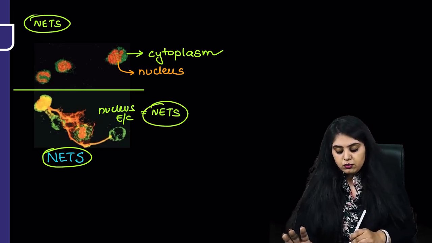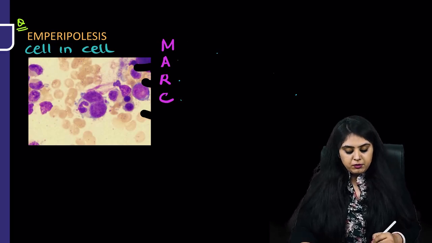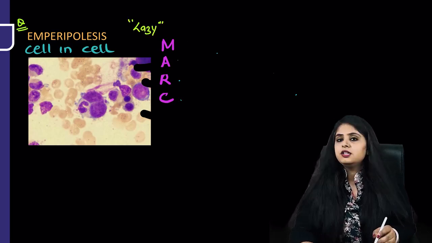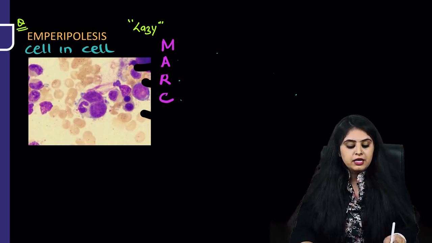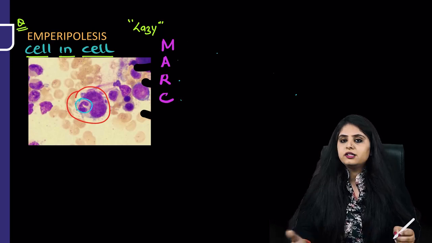Now we move on to one more question, then I'll start with all the clinical correlations. That question is again a recent favorite. What is emperipolesis? So remember, emperipolesis is nothing but a boy named Mark, and Mark is very, very lazy. We call him Lazy Mark. Why is he lazy? Because he is not involved in any eating, killing. He doesn't want to do so much work. It is just a cell sitting inside another cell. One very big cell, and then one very small cell has gone and sat inside it.